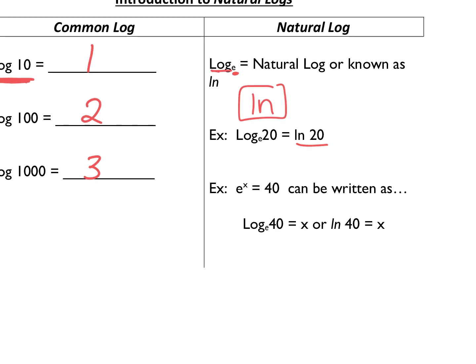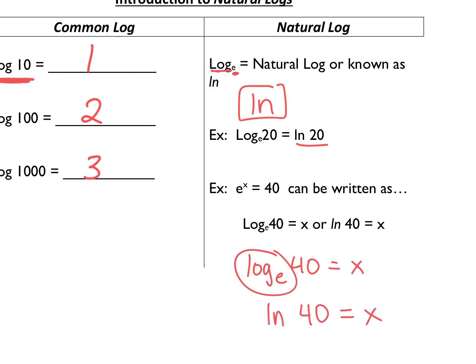So e to what power equals 40? Well, normally we would write log, put our base, of that number set equal to the exponent. So that's how we'd get this. But we know log e is just natural log. So that's the same thing as natural log of 40 equals x. We are going to practice this.